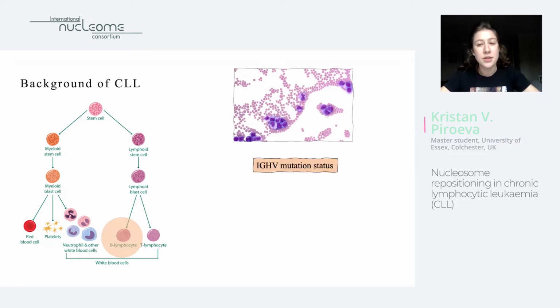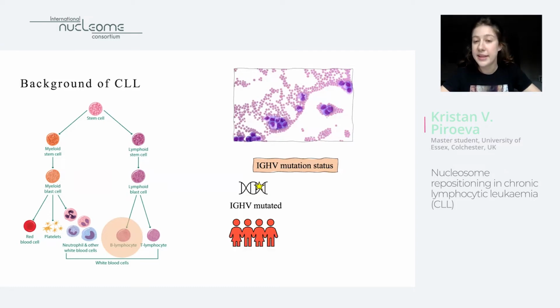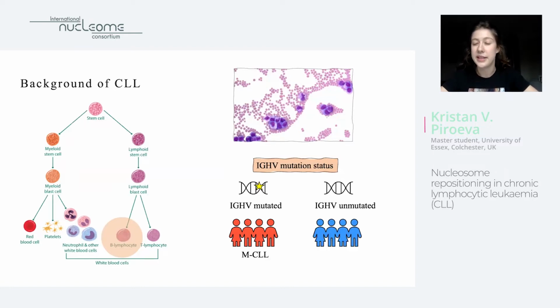The mutation status of the IGHV gene can be used to classify CLL patients into two groups: those that have their IGHV gene mutated, called MCLL, and those that don't have a mutation in their IGHV gene, called UCLL. And this latter group is characterized by poor prognosis.